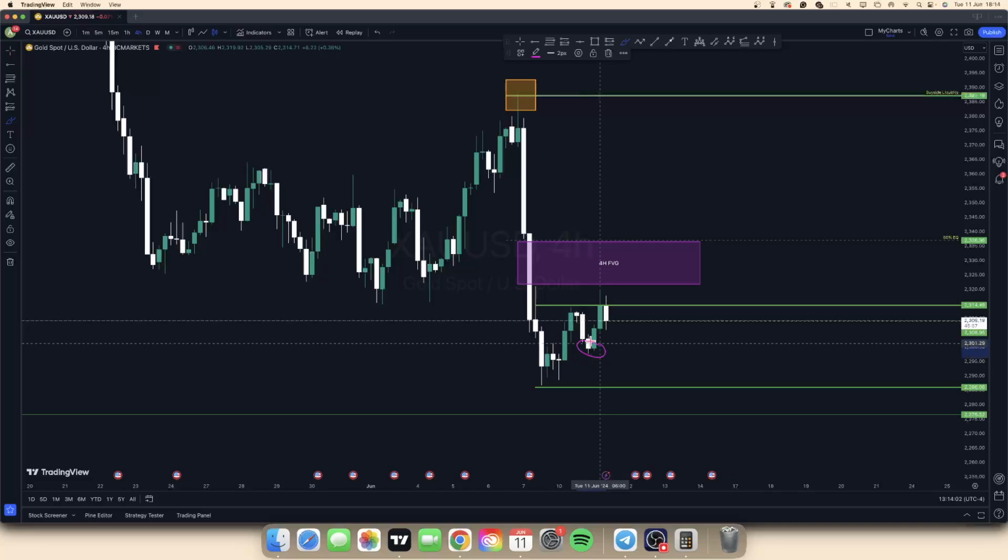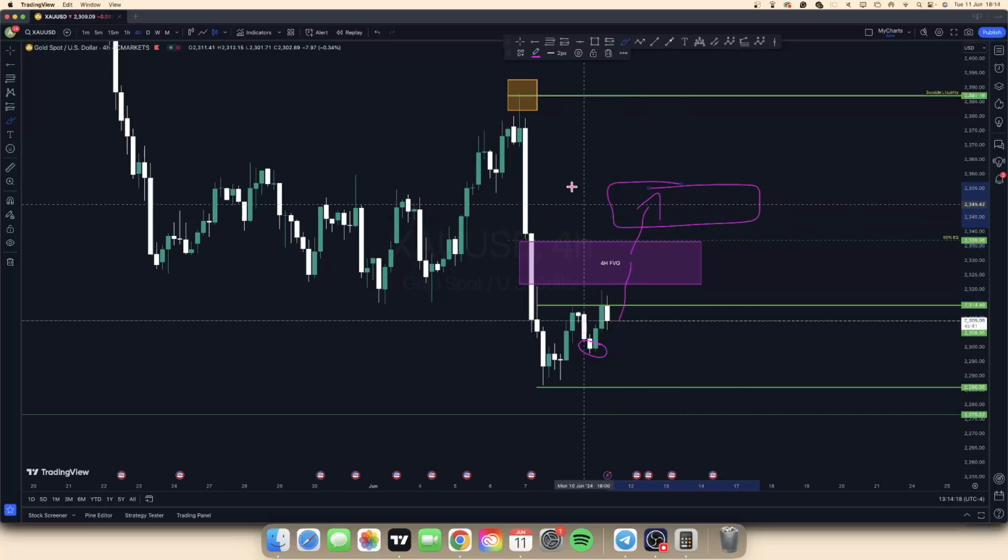So if this stays intact, we're likely to see CPI push price up as high as it can into or above this 50% level. If it starts to get above this 50% level, this is a good area to start monitoring for sells. Well, I remember when I said anything above that 50% is a good premium area to sell.